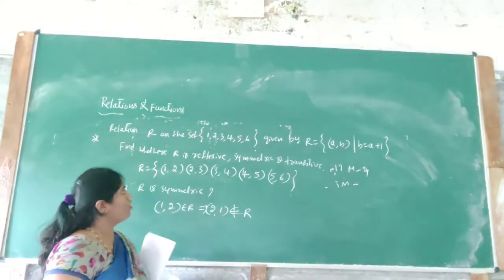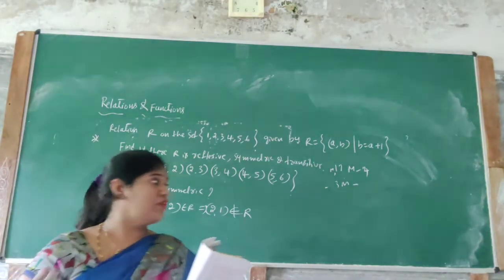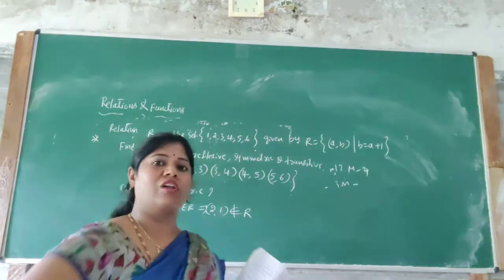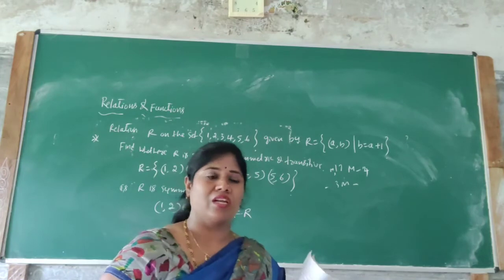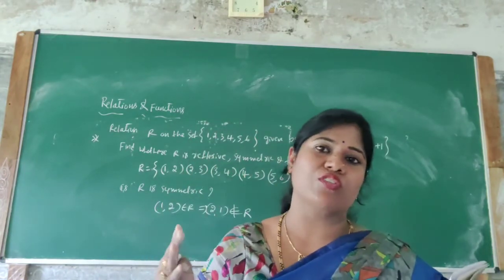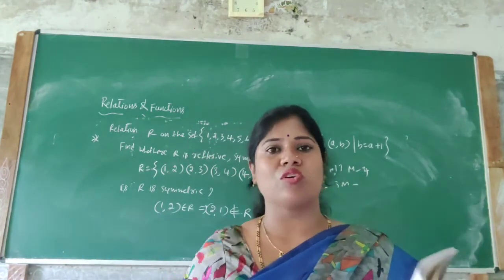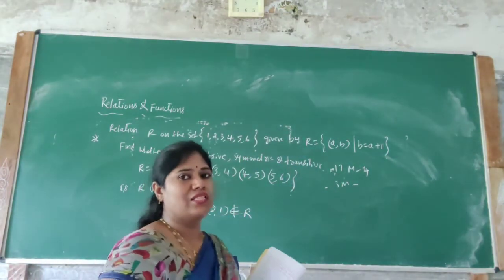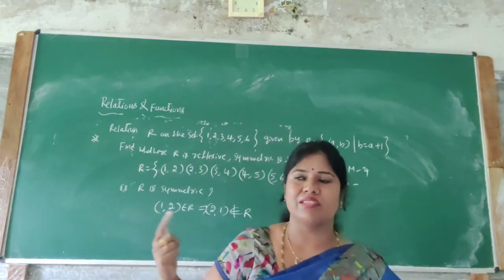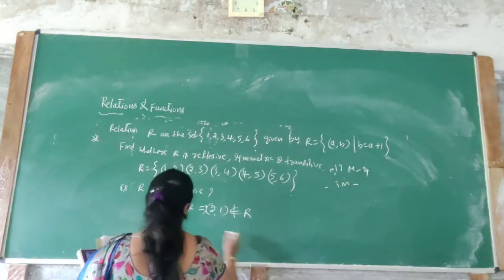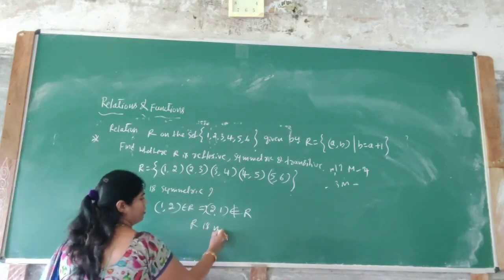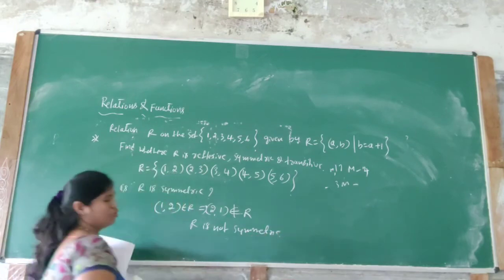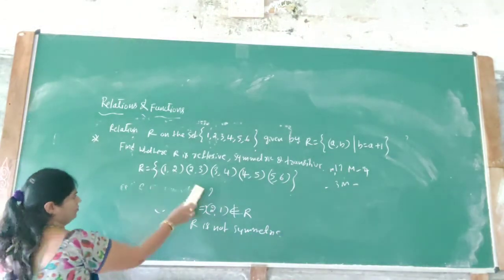If (2, 3) belongs to R, then (3, 2) should also belong to R, and vice versa. We have to see the definition: (a, b) belongs to R or (x, y) belongs to R implies (b, a) should also belong to R or (y, x) also belongs to R. Then only it is called symmetric. So it is not there in the set R, therefore R is not symmetric. You are following, no? Students are following.